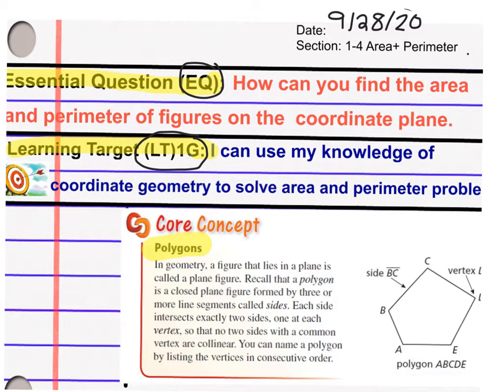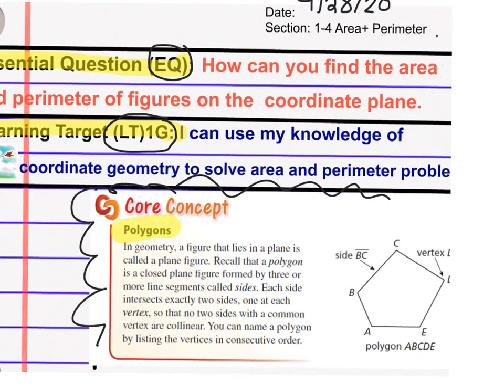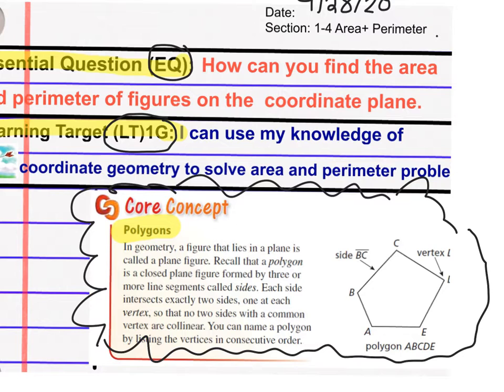Okay, this core concept right here. Please note, I think I said this on the meet, but please note, my expectation is that you summarize the core concept. If you want to write every single thing down, you can. I would not recommend that. So you were going to summarize.